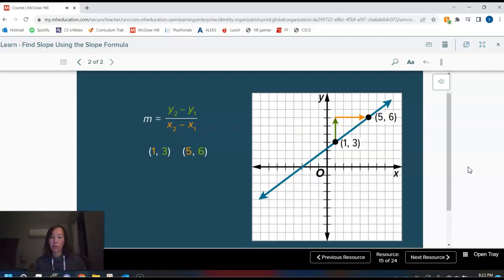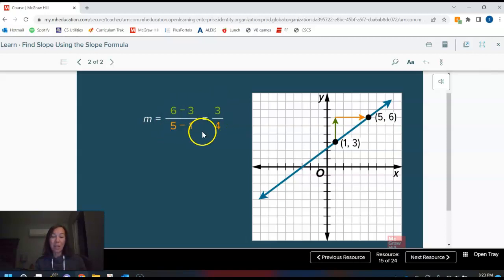Use coordinates 1, 3 for x sub 1 and y sub 1, and use coordinates 5, 6 for x sub 2 and y sub 2. Now simplify. The slope of the line passing through the 2 points is 3/4. So you could have done 3, 1 first, and then 5, 6. And if we had done that, 3 minus 6 over 1 minus 5 would have given you negative 3 over negative 4, which you guys should know would also equal positive 3/4.